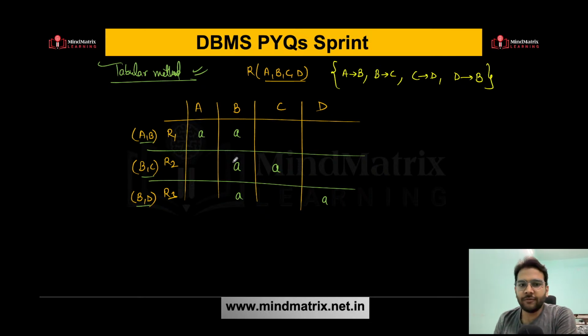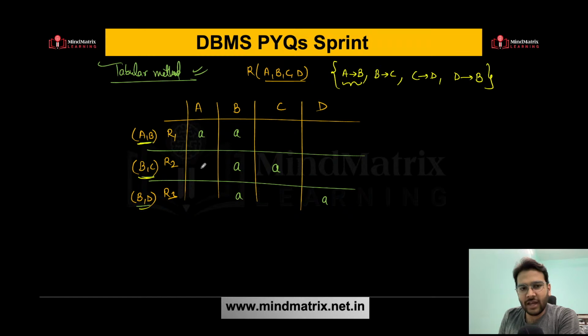Now what do we do? The first step, I hope it is clear, is that we first fill the entries A based on the attributes that we have in each of the relations. Now the next step is, let's consider one by one every functional dependency. Here it is A determines B. That means if you see A determines A, that is fine.